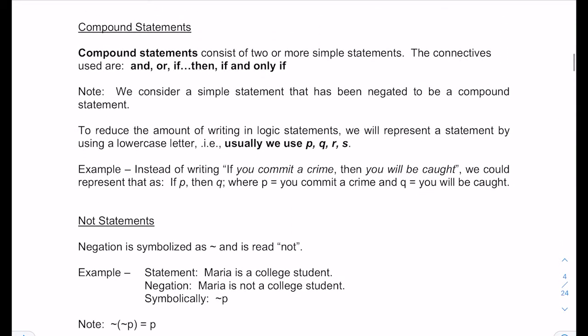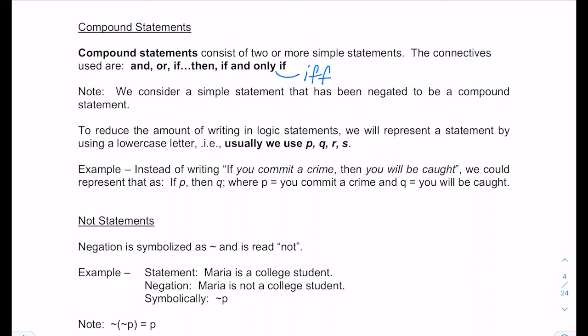Now let's look at compound statements. Compound statements consist of two or more simple statements. So we use the words and, or, if then, and if and only if, and they're known as connectives because they connect the sentence. If and only if, remember we can abbreviate that using IFF. We consider a simple statement that is negated to be a compound statement.